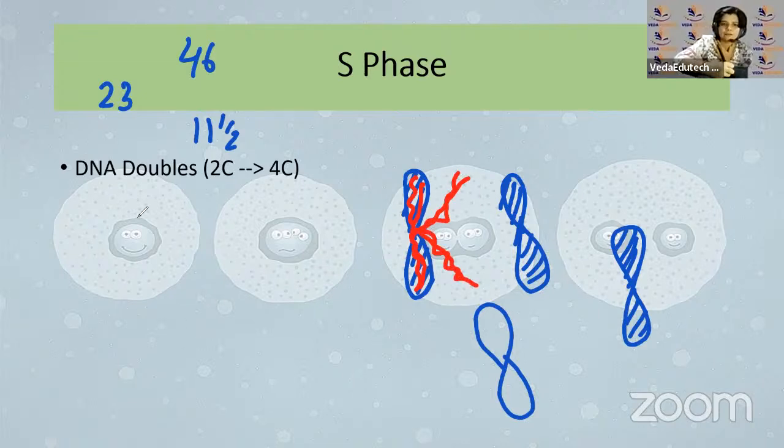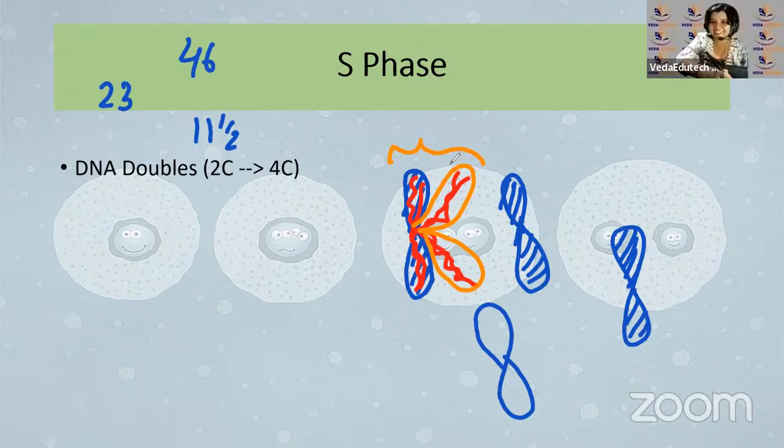Okay? And of course, there'll be proteins and stuff. Now, what is this? What is the structure now? This is also a chromosome, right? Is this a single chromosome or is this a single chromosome? The answer is both are a single chromosome.